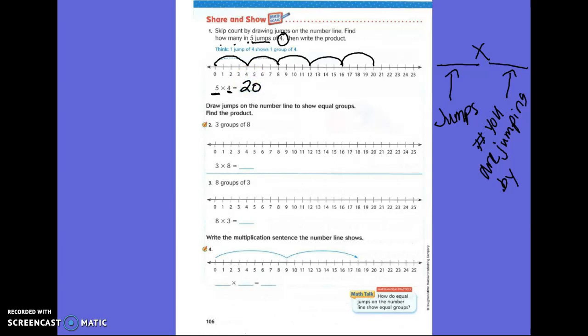Okay, so you and your partner, 3 groups of 8. When it says 3 groups of 8, that first number means what again? How many jumps. So you have to make the jumps, and then they have the second number for you too. That's the number you're jumping by. And they have that same thing for number 3. But number 4 is different. Number 4, they did the jumps for you, but now you have to write the multiplication sentence.